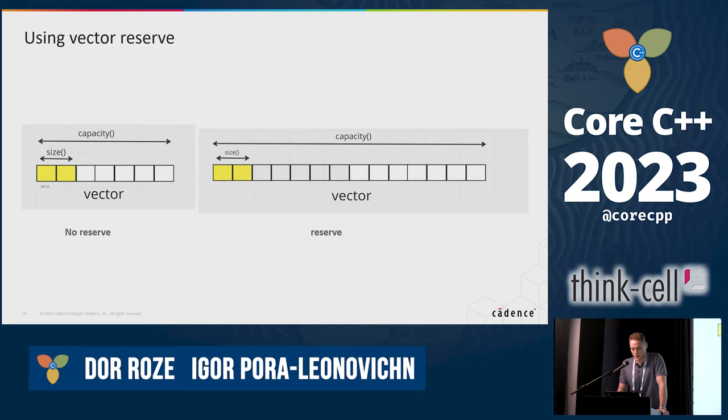Okay, so let's try to use vector reserve. So we can see how the vector looks without reserve. But once we use reserve, you can see that the vector already allocated more memory than what is necessary because it uses reserve, and this prevents us from allocating continuously.